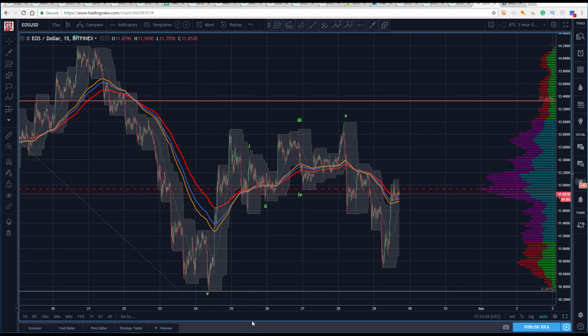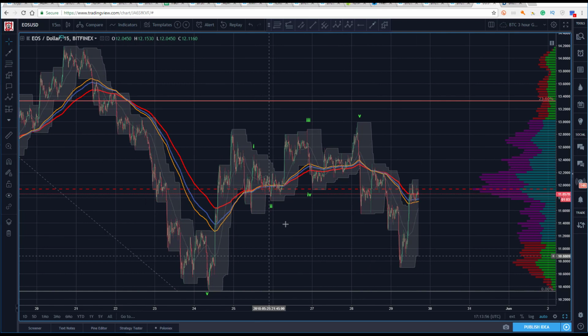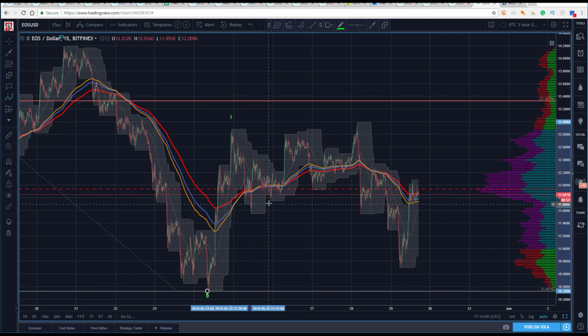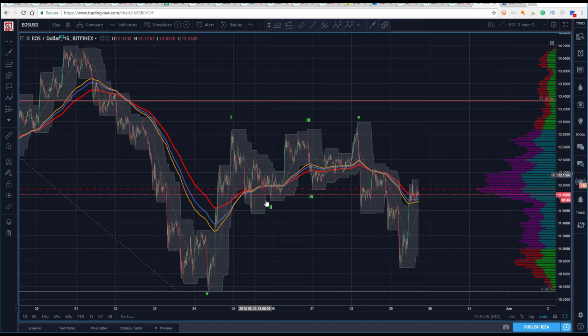Even, let's see, is there an alternate count? I usually don't do this on the fly, but it's just occurring to me that we could have this. So this is a completed 1. Right, so this could be a truncated C here. 1, 2, 3, 4, 5. That could be 3, 4. Can we get that to work? So that would be, let's see. I don't think that'll work because of the length of it.